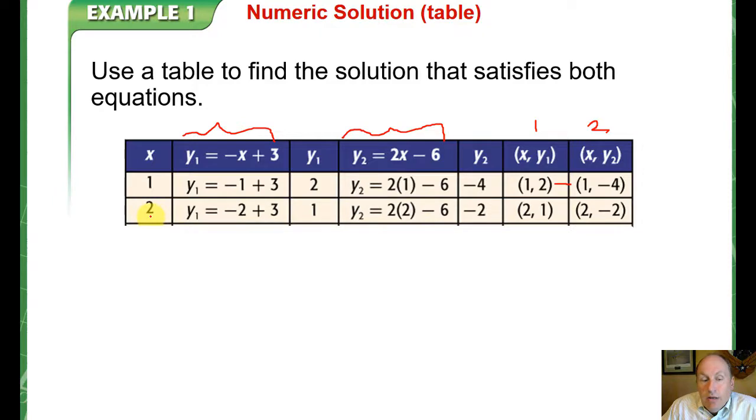So then we look at x equals 2. So when we have placed in a 2 in for x, we get 1. Negative 2 plus 3 is equal to 1. In the second line, we get 2 times 2 minus 6, which is negative 2. So our 2 points here, 2 comma 1, 2 comma negative 2.